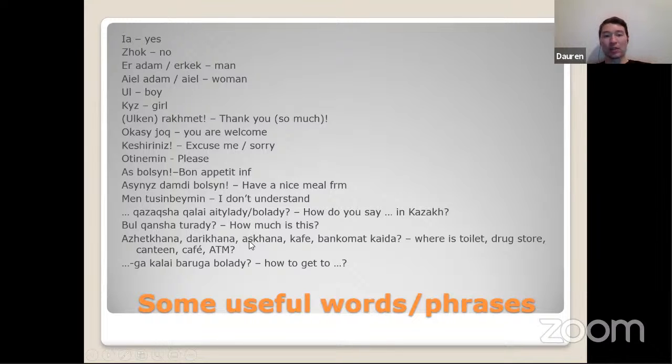Like ас means the meal, so askhana means the place where you have a meal, and дәрі is a drug, and хана is like some store or place, so it's a drugstore. Әжетхана or дәретхана, the other version.